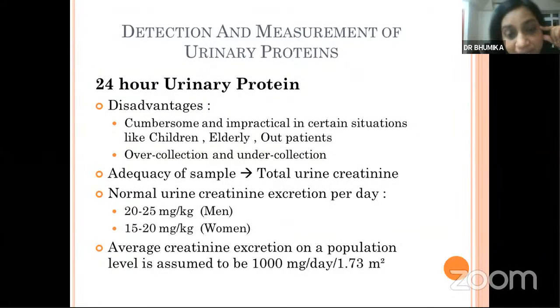For us in Maldives, it is very difficult, especially in Malé, when patients have to catch their flight or they have to catch their boat back to their island. A 24-hour urine protein becomes extremely difficult to explain.